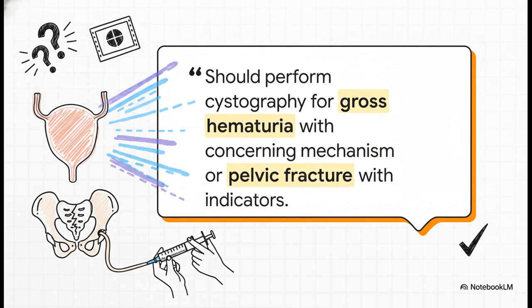Okay, let's move on to Guideline Statement 14B, which expands our indications for imaging a bit. Here, we're told that retrograde cystography should also be done in stable patients who have gross hematuria with a concerning mechanism of injury, even if they don't have a pelvic fracture. It also applies to patients with pelvic ring fractures who are showing other clinical signs of rupture.